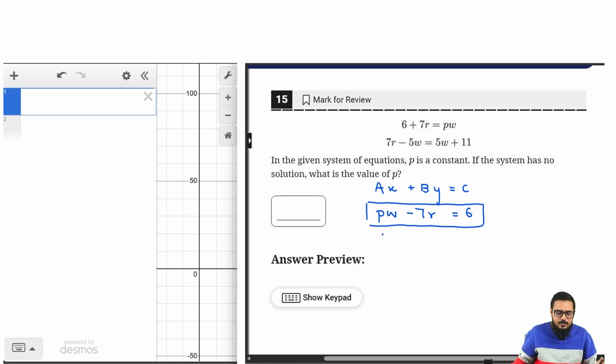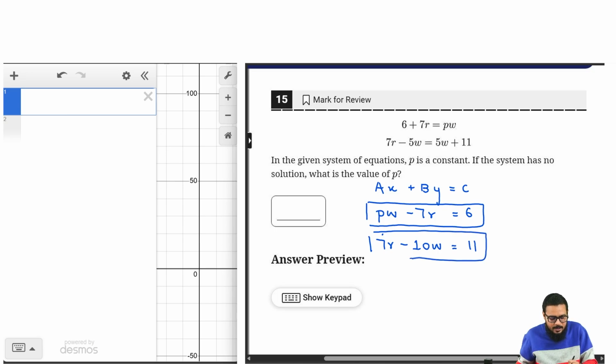Now if I subtract 5w on both sides of the equation, I will be left with 7r over here. And 7r minus 5w would be minus 10w. And if you're subtracting 5w from both sides, 5w minus 5w would be nothing, and you will be left with just 11. So that's my second equation.